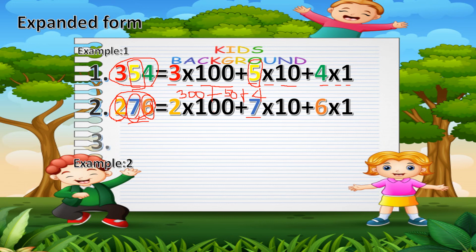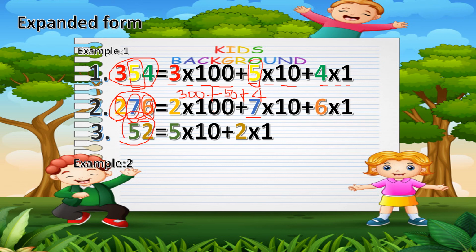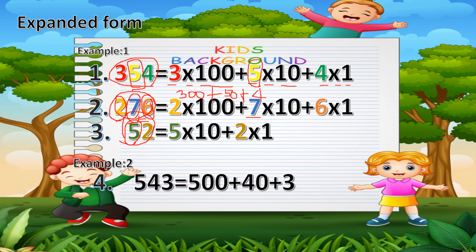Okay, next, number 3. We have here 52. Yes. Okay, we're going to break it up. 5 times 10, because 5 is in the tens place. Then plus 2 times 1, because 2 is in the ones place. Understand? Okay, so now we have number 4. We have 543. Okay?